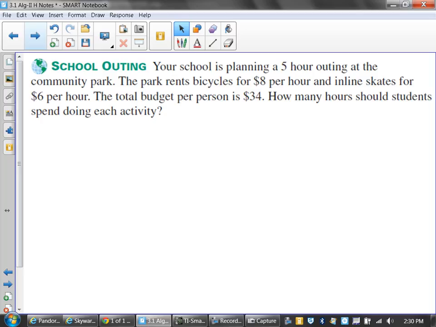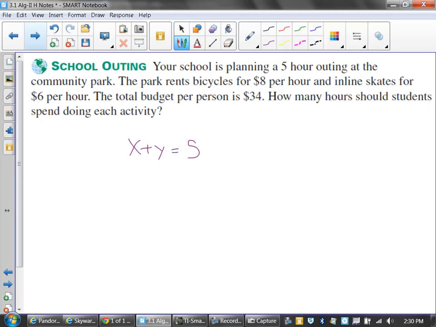What are the two things you have to be comparing here? We have time and money, right? Okay, x plus y equals 5. All right. Take it to the next step, Richie. What do you got? Alright. It's going to be 8x plus 6y equals 34. From there, could you solve for y and use your calculator? Yes.